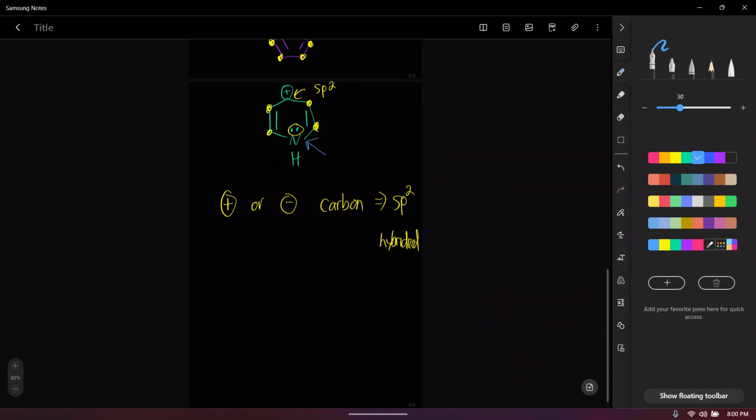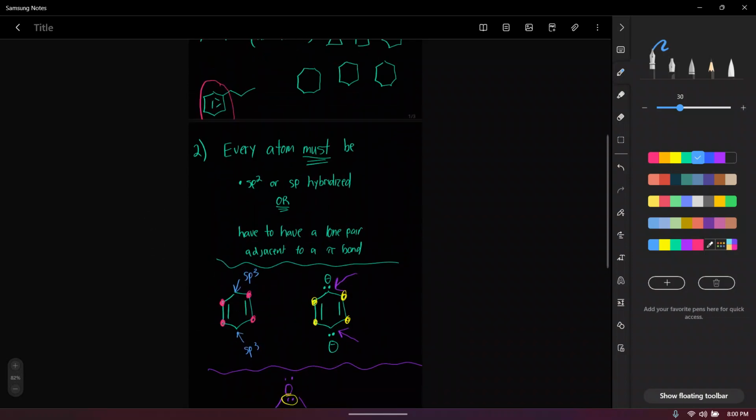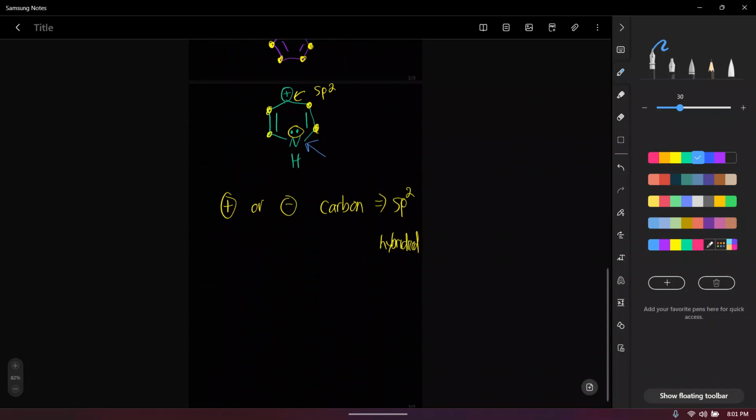All right. So by the way, that is what this whole thing means. So when every single atom is sp2 or sp hybridized or has a lone pair that's adjacent to a pi bond, we call that conjugated. Right? So that's what we mean when we say conjugated.